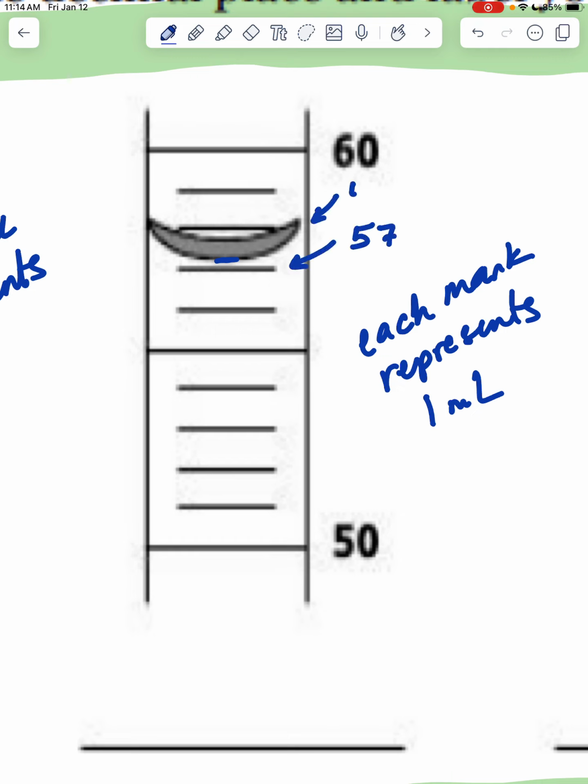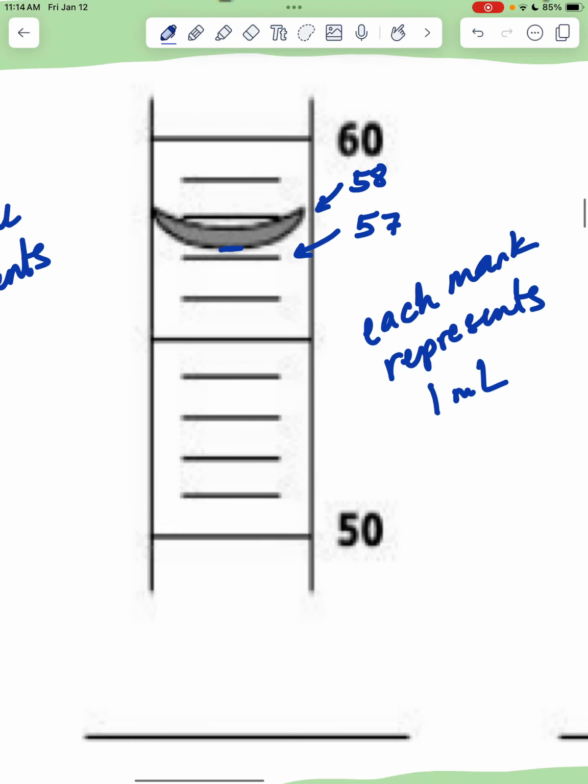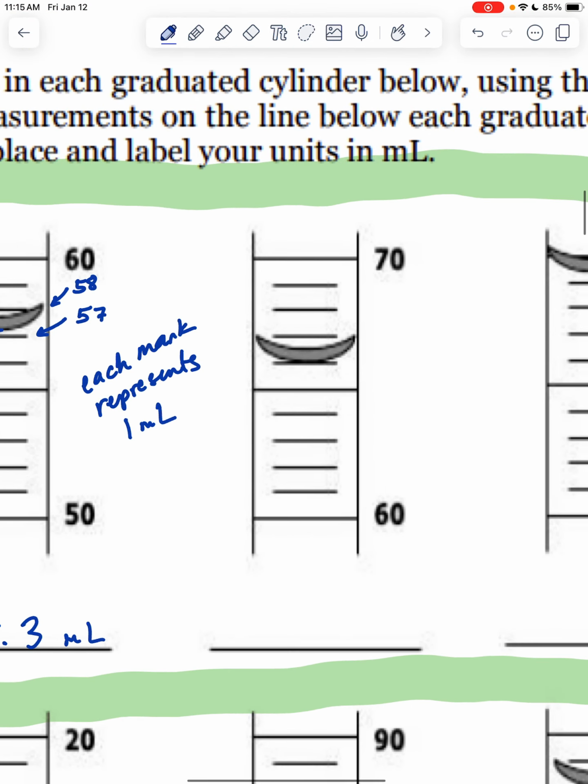It's just before 58. So my number that I know for sure is 57. It hasn't reached 58 yet, and that last decimal is some type of estimate. And again, it looks closer to 57, so you can say 0.3, you could say 0.2, it does not matter necessarily. In this case, we see it looks like it's on the line.